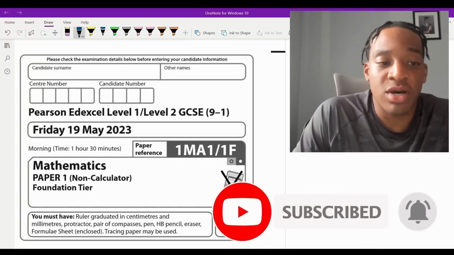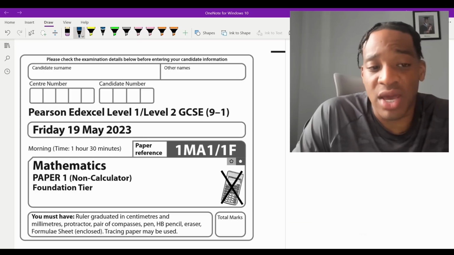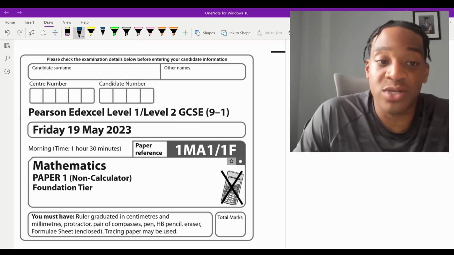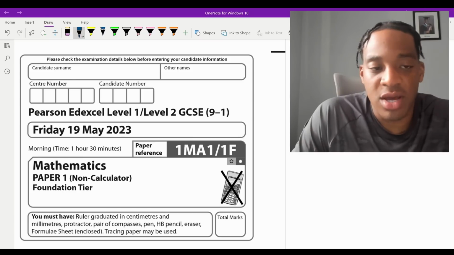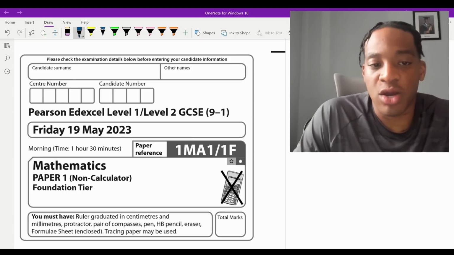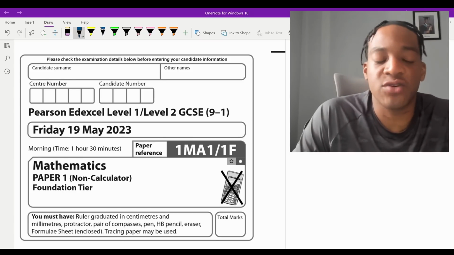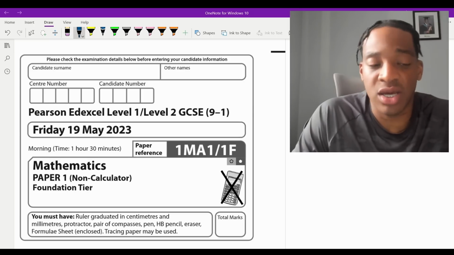So today we've got the GCSE Maths Edexcel paper, paper 1, foundation tier of summer 2023, so last year's paper. And yeah, I think it was a pretty okay paper. A couple of tricky bits for sure, which you guys will see.